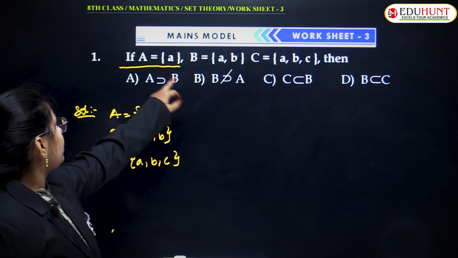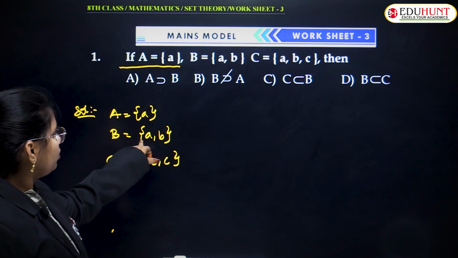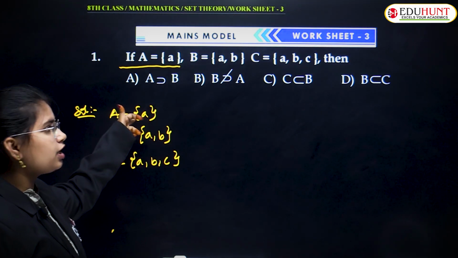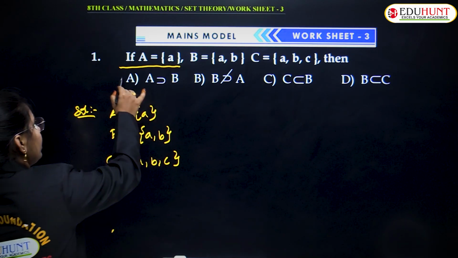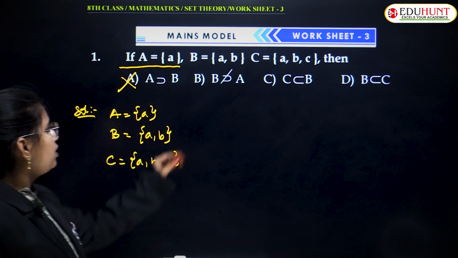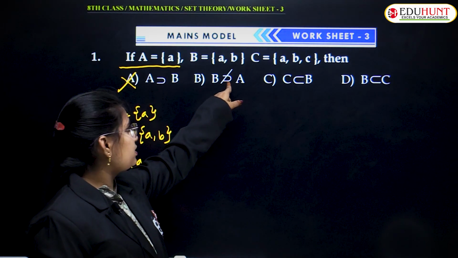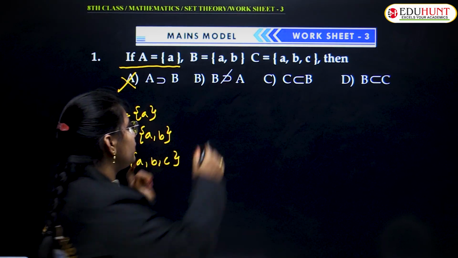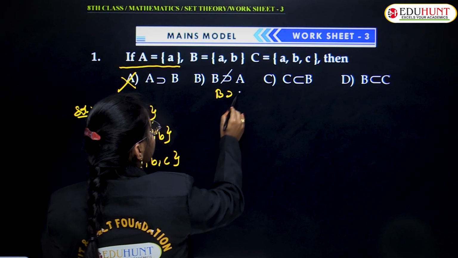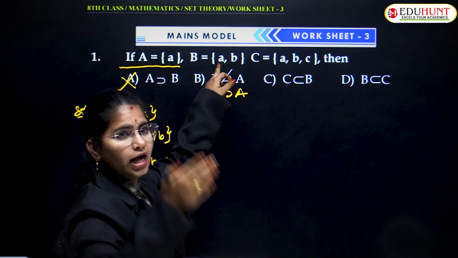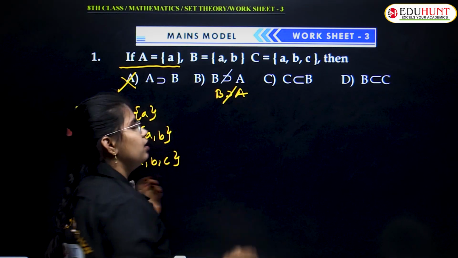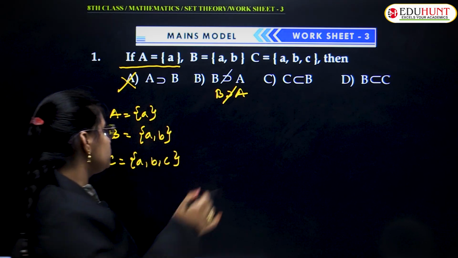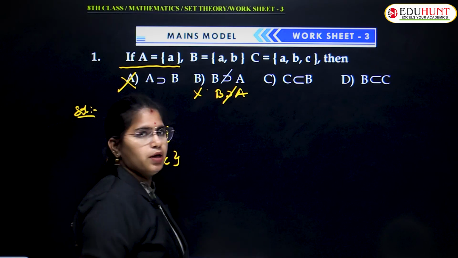First, A is a superset of B. No, it is not correct because A is a small set. B is a superset of A, that you can write. So option A is eliminated. Next, B is not a superset of A. This represents that B is not a superset of A, with a cross symbol, so even that is not a correct statement.